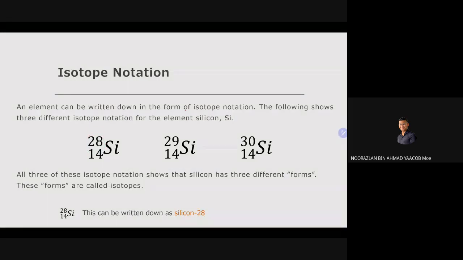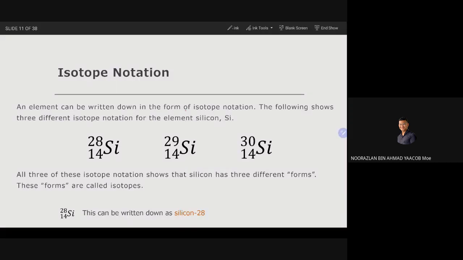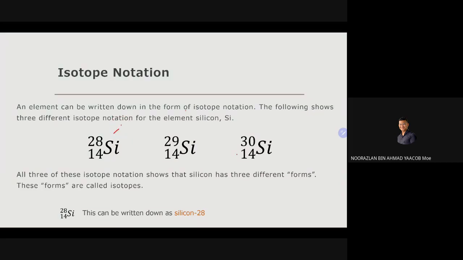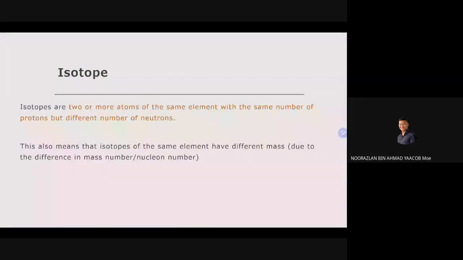Here on the first one, the neutron number is 28 minus 14, 14 neutron, this is 15 neutron, this is 16 neutron. Atoms of the same element, so ketiga-tiga ni, there are three atoms here, representing three atoms of the same element silicon, same number of proton, different number of neutron. That's the definition. But different number of neutrons or nucleon number.